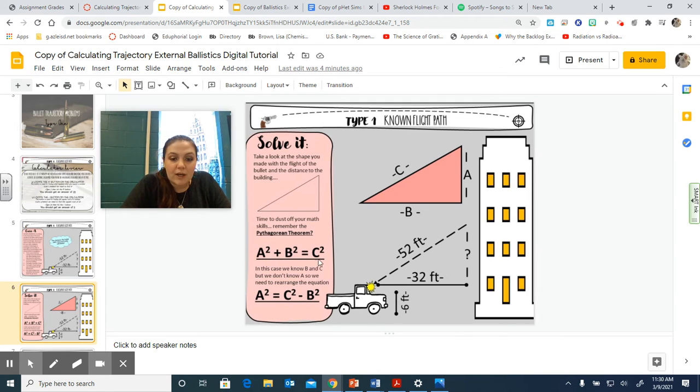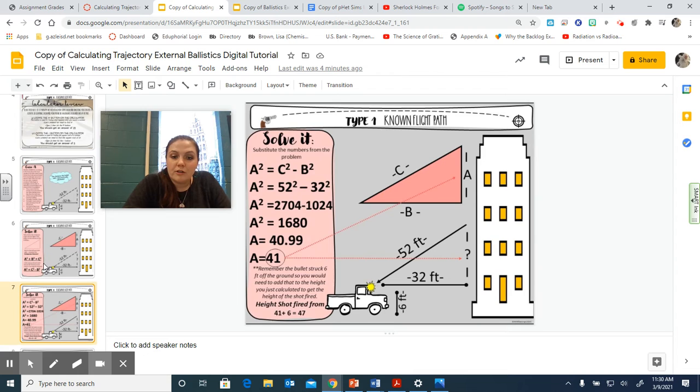So how do I get this by itself? Remember, to get it by itself, I do the opposite of what's happening to it. It's being added, so I'm going to subtract it over. So it's going to be c squared minus b squared equals a squared. All we really put in the calculator is, the c was 52, so it's 52 squared, minus b, which is 32, 32 squared. You get the answers of them squared, you subtract them, and you get this.